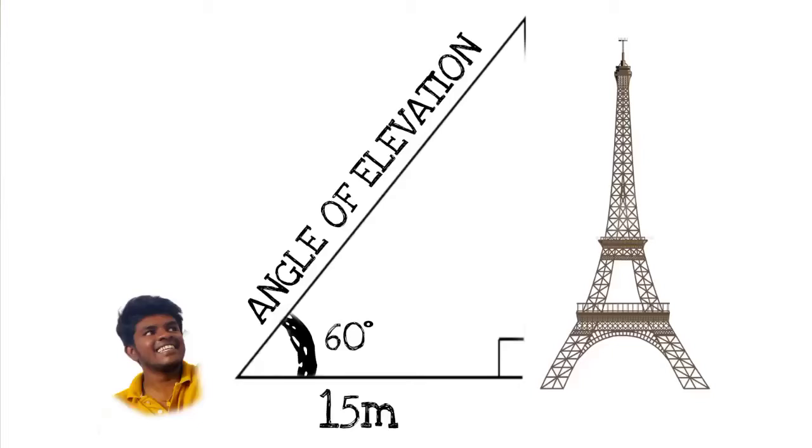Let us consider a tower whose height has to be measured, and the distance between myself and the tower is approximately 15 meters. I am at the base level of the tower, and I know the angle of elevation of this tower is 60 degrees, but I don't know the height of the tower. Here, trigonometry solves this kind of problem.